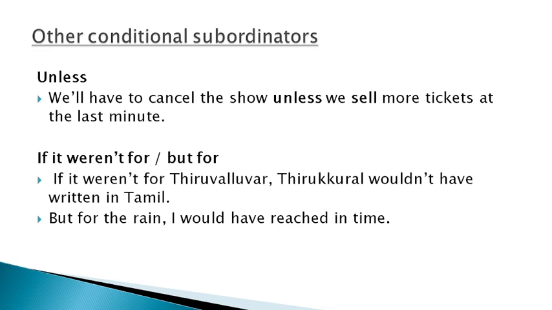If it were not for Tirukural, it would not have been written in Tamil. Here, "if it weren't for" is a fixed phrase in English. After that, you have to use a noun. Then Tirukural would not have been written in Tamil. Next one, but for the rain, I would have reached in time. So this is what you can use: "if it were not for" or "but for."